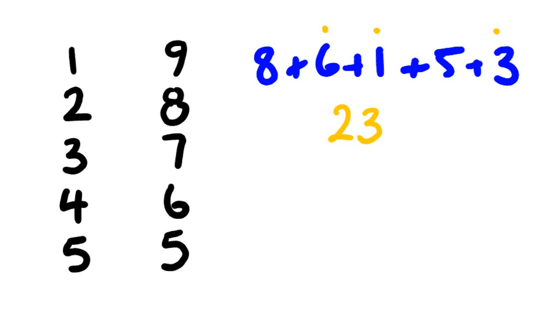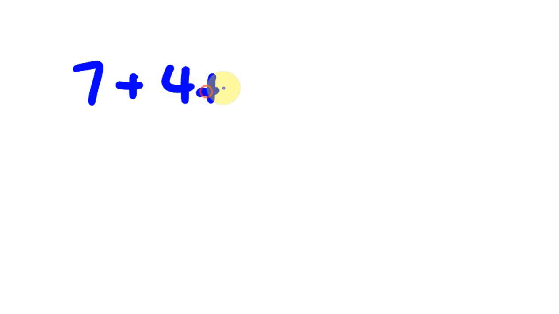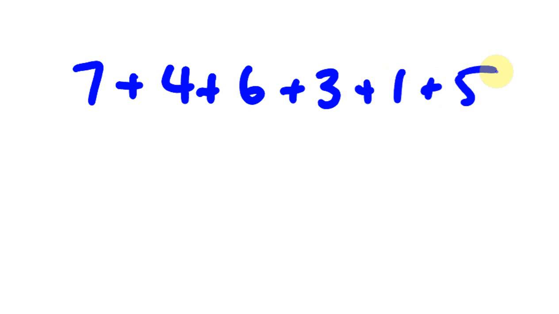What about an even bigger string of numbers? In fact, I might have to rub these out. These strings are going to get so big. What about we start to add 7 plus 4 plus 6 plus 3 plus 1 plus 5. What can we do here? We've got 7 and 3 are a complement. We have 4 and 6 are complements. So we have 20 plus 1 plus 5. So 21, 26.